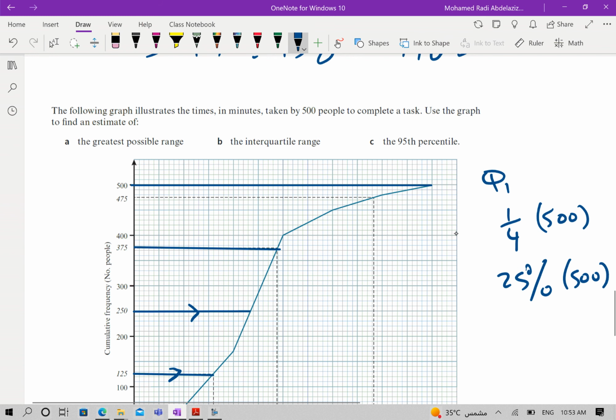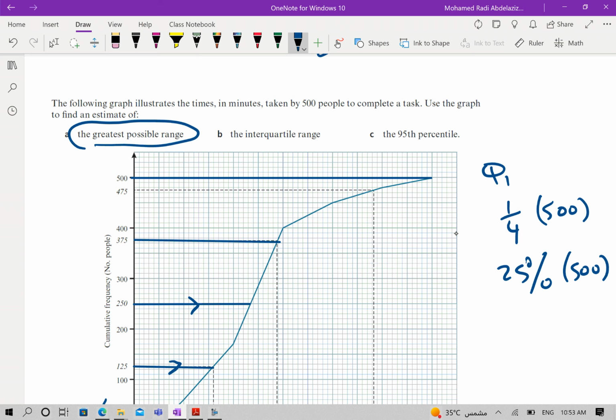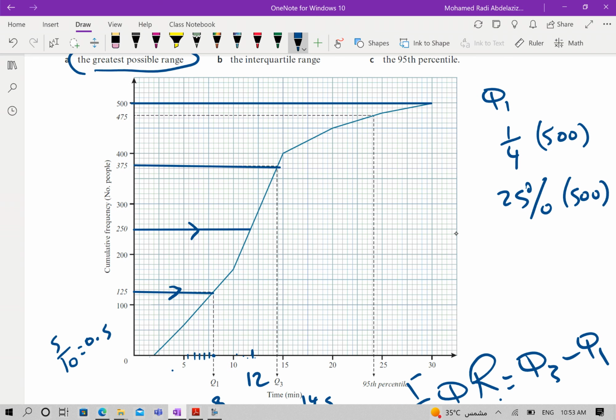Find the greatest possible range. What is the greatest possible range? What is the highest value and what is the lowest value from the graph? The lowest value is, no, it's not 0. I'm talking about the x values.